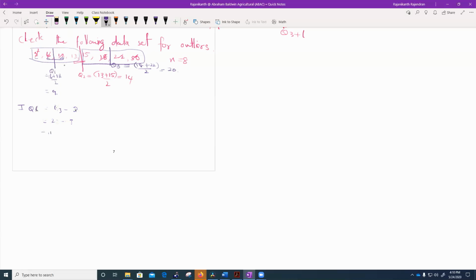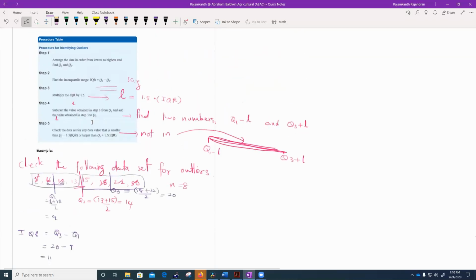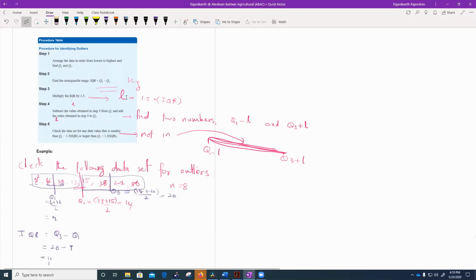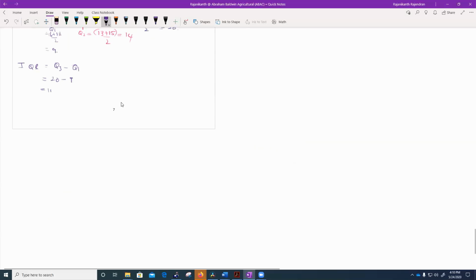So the procedure says what? Procedure says that after finding IQR, you need to find the quantity, which is little l, right? So I'm finding now little l. Little l is nothing but 1.5 times IQR. So my IQR, I got 11. So simply multiply 1.5 with 11. So 1.5 times 11 will be what? 16.5. You can calculate this if you want.